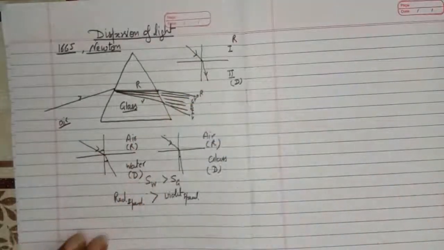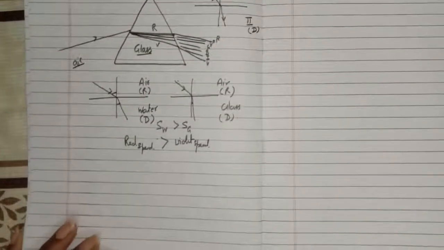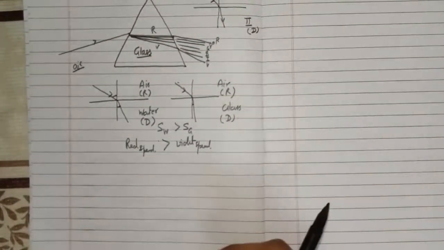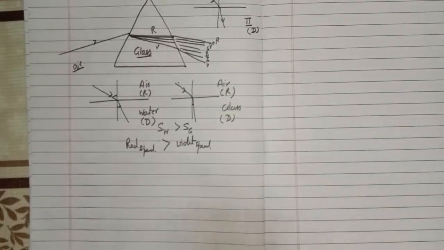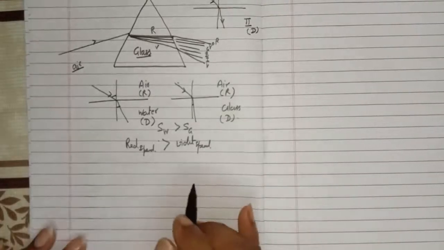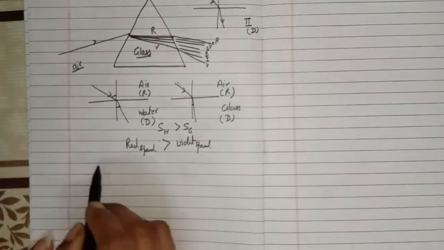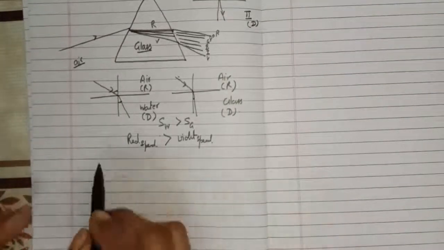I think it should be clear to you why the dispersion of white light takes place when it passes through the glass prism. Now write some important points about it. First of all, write the definition of a spectrum of white light.